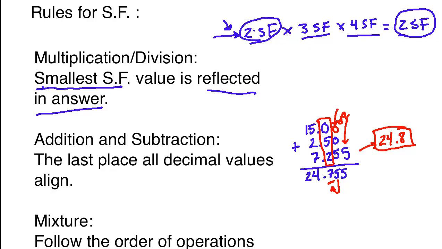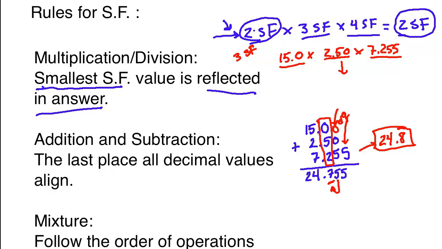Okay? Now, let's say I use this same set of values up here. I take 15.0 times 2.50 times 7.255, right? If I multiply all these together, my answer will have 3 significant figures, because I have 3 significant figures here, 3 significant figures here, and 4 significant figures there. So the lowest number of significant figures in this case is 3, and so my answer should report 3 sig figs. It doesn't have anything to do with where the decimal places are aligning in this case.